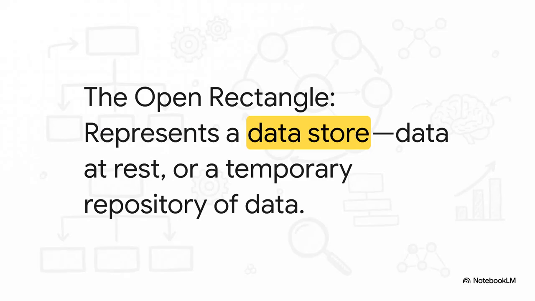And the last symbol is the open rectangle. This is a data store. So if the arrow is data moving, this is data sitting still, data at rest. It's basically a holding tank for information. Think of a database of customers or a list of products and inventory. It's where the system stores stuff it needs to remember.